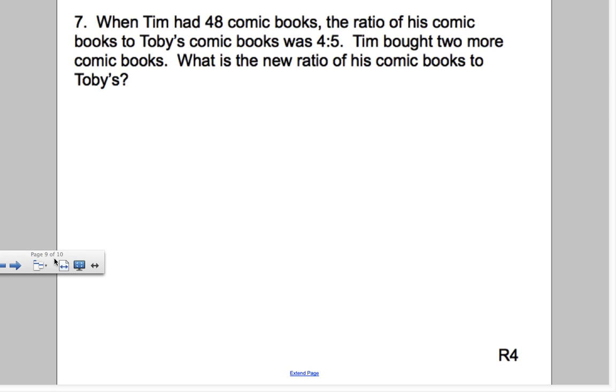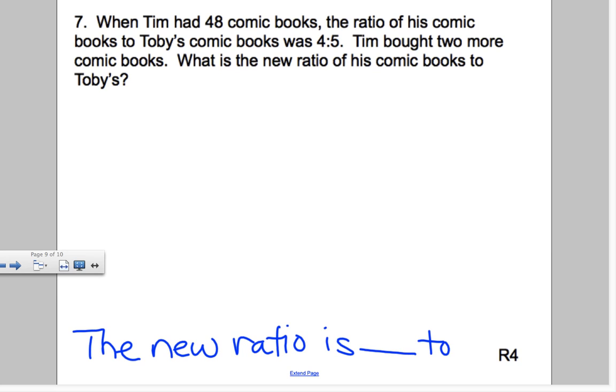So what I did was, as I read the question, what is the new ratio of his comic books to Toby's, which we're talking about Tim. I'm gonna do this one for you, and then obviously you can get the gist. If it's asking for a new ratio, all I did was this. The new ratio is blank to blank. Is that not how you read a ratio? If it was 3/4, wouldn't you say 3 to 4? That's how you recite a ratio.